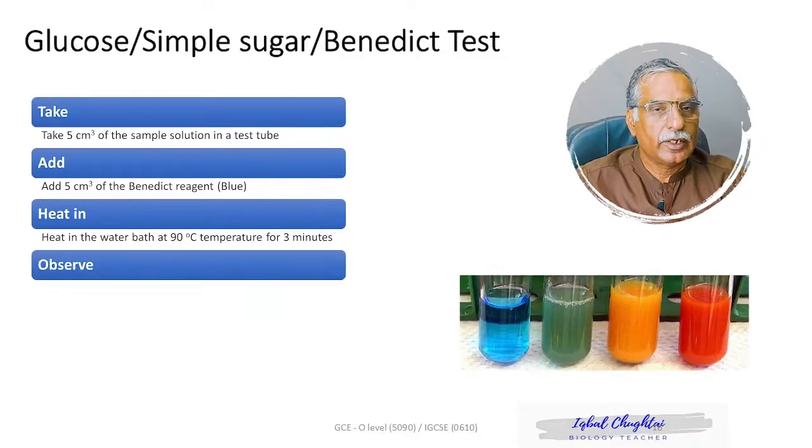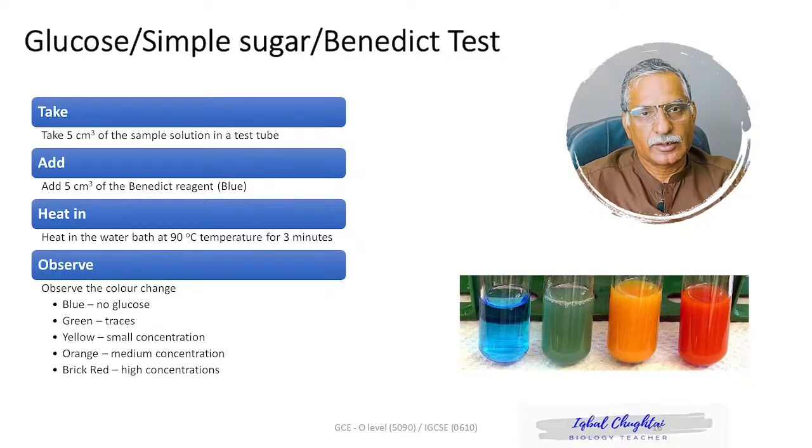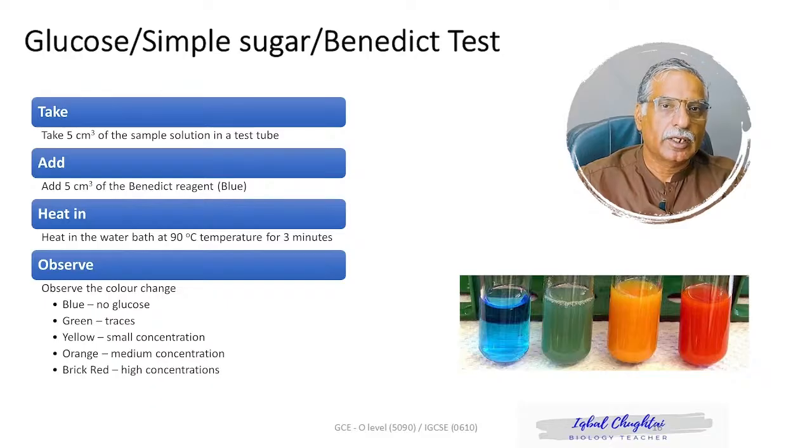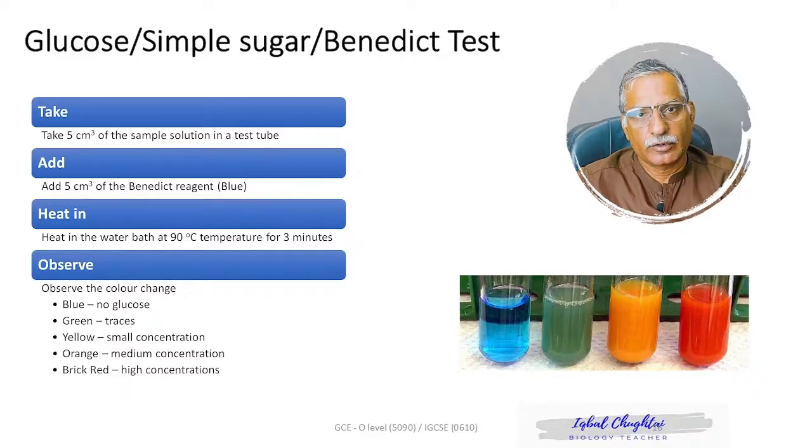If after heating in the water bath it does not change color and the color of the test tube contents remains blue, it means no glucose, no reducing sugar. But if the color changes to green, it means very minute concentration of glucose available. If it changes to yellow, it means it has got small concentration of glucose. And if the test tube contents gain orange color, it means high concentration of glucose. Or if they gain brick red color, it means very high concentration of glucose.